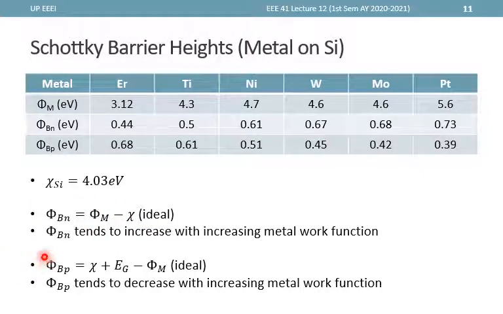Now, for the case of phi Bp, phi Bp tends to decrease this time with increasing work metal function. So as we increase the work metal function, the barrier height that is produced for p-type Schottky or MS contacts actually decreases. So we still get these two trends, although not exactly defined by these two equations.